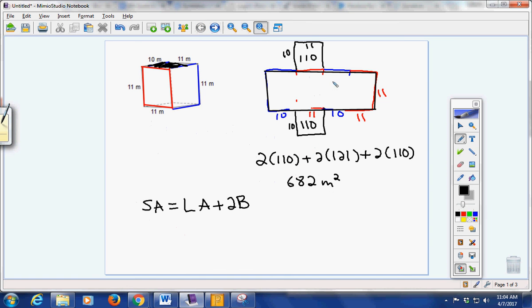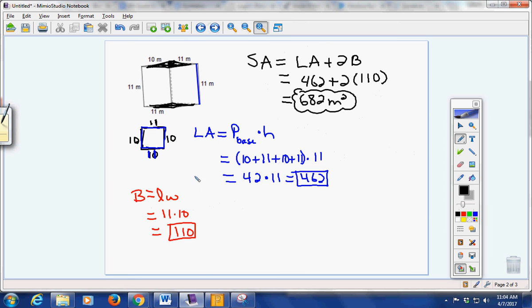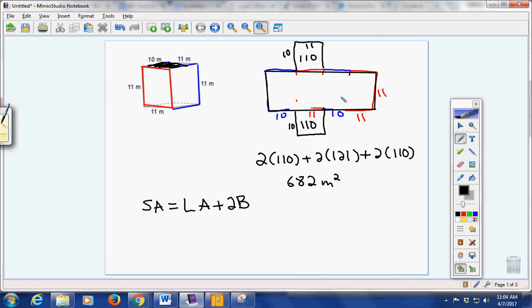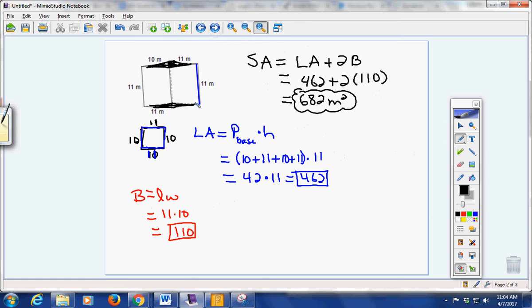And then, once we found the lateral area, we have the two bases. And the area of one is 110. That's what we did here. And that's where the surface area formula comes from for a rectangular prism. I'll be honest, this makes more sense to me, or it's easier for me to see. But this way of doing it helps us so we don't have to draw a net every single time.